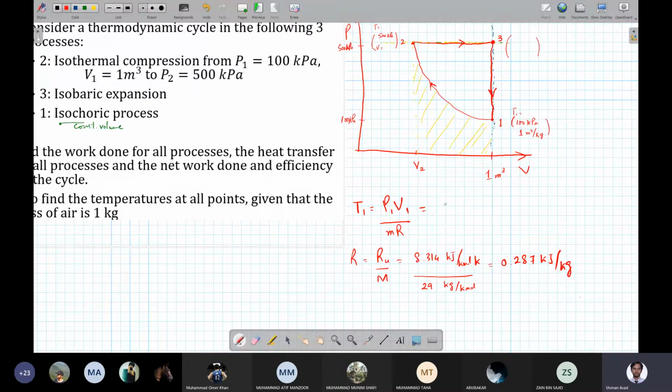ये इस पे बेक करके अगर values डालें, pressure at point 1 is 100 kilopascal. Multiplied by volume at point 1 is 1 meter cube, divided by mass is 1 kg, right here, and the gas constant is 0.287 kilojoules per kg Kelvin. यहाँ पे Kelvin भी होना चाहिए था. ठीक है. So can I just crunch the numbers or do I need to do any unit conversion?